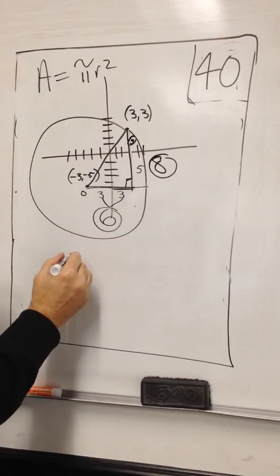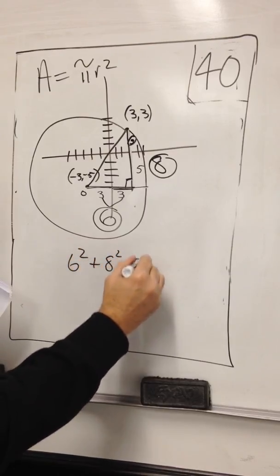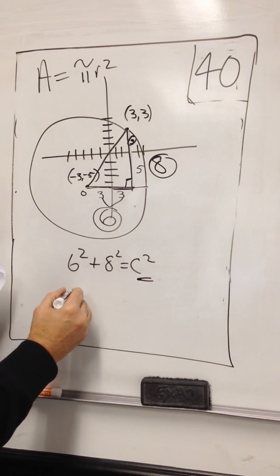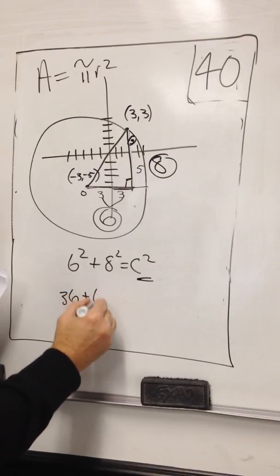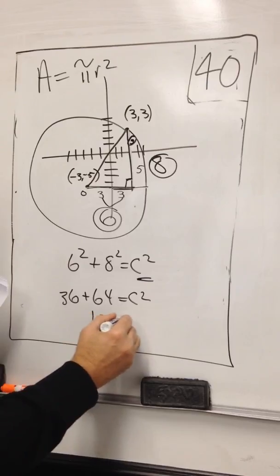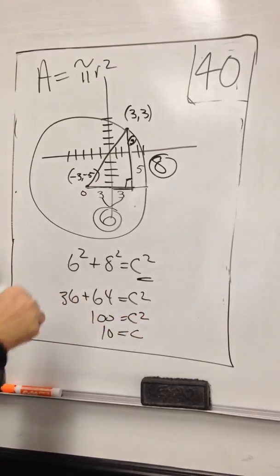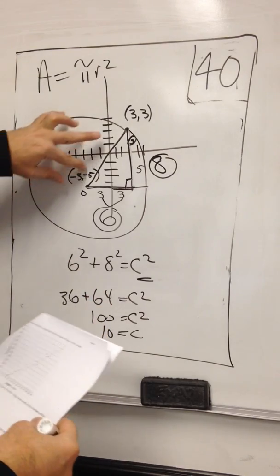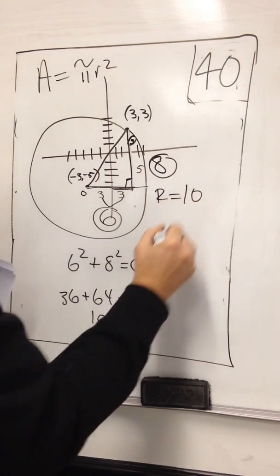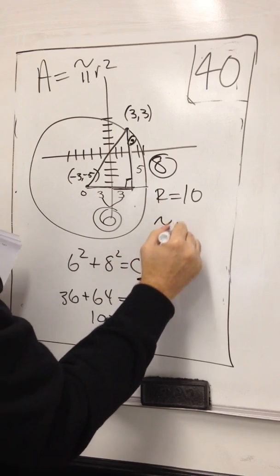Using Pythagorean's theorem, we know that 6 squared plus 8 squared equals c squared. We're trying to solve for the hypotenuse. That's 36 plus 64 equals c squared. 100 equals c squared. C equals 10. So we now know that the radius equals 10. Plugging radius into here, the answer is going to be pi 100.